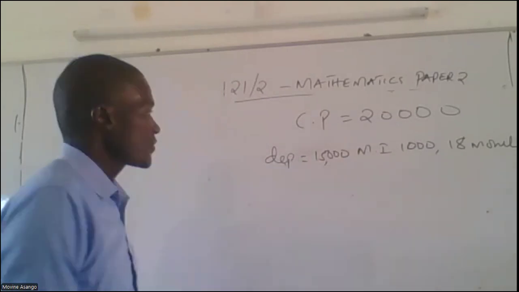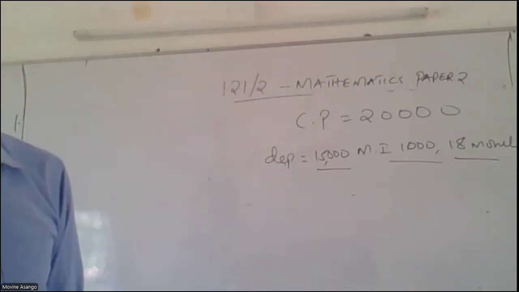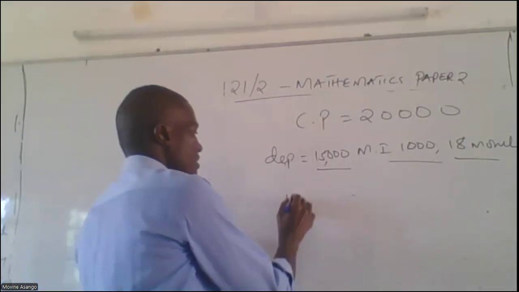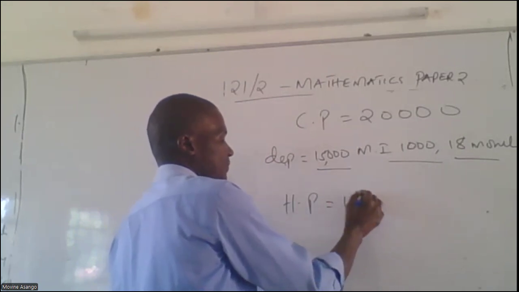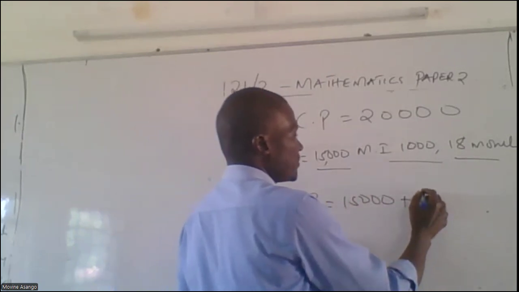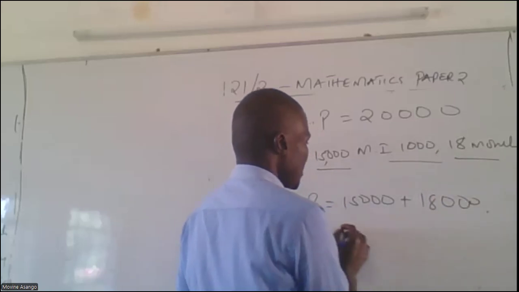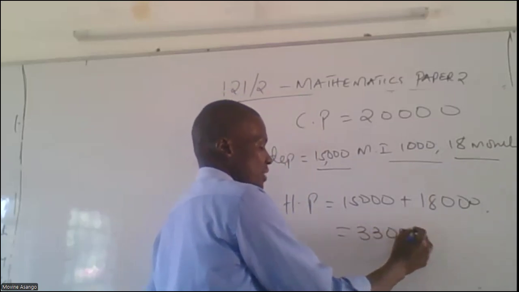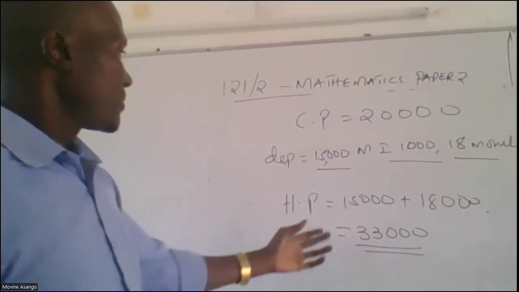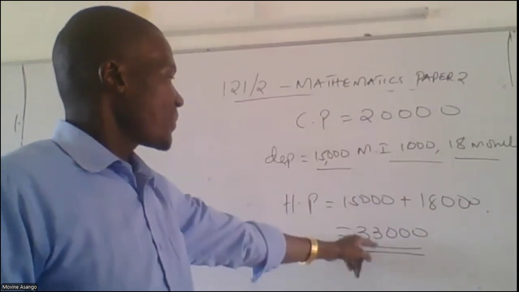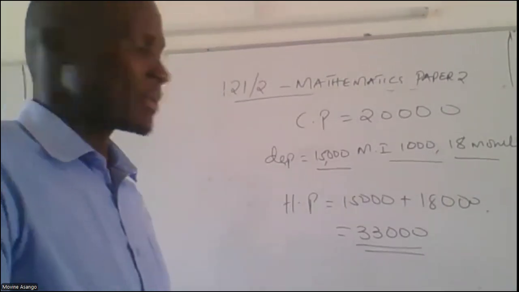If that was the deposit that I gave, we have 3 things: the deposit, the monthly installment, and the number of months. So we want to calculate the hire purchase price. The hire purchase price this time will be the deposit, which is 15,000, plus the total installment. The total installment is 18 times 1,000, which will be 18,000. This will give us 33,000 as our hire purchase price. So the difference between the cash price and the hire purchase price is 13,000. 13,000 is the interest that the seller got on that particular item.